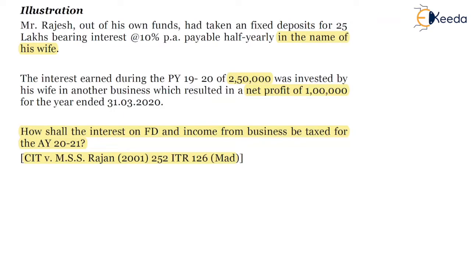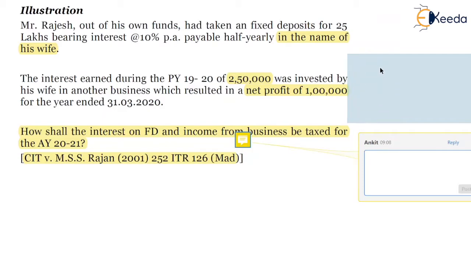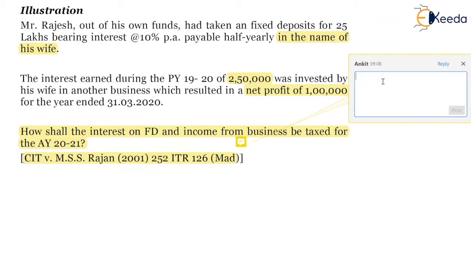As this is a transfer without adequate consideration to the spouse, correct? And any accretion of the income transferred will be taxable in the hands of the transferee, and nothing will be clubbed in the hands of Mr. Rajesh in this case, correct? So I'm not mentioning a detailed note over here, right? Because this is what we have already discussed.